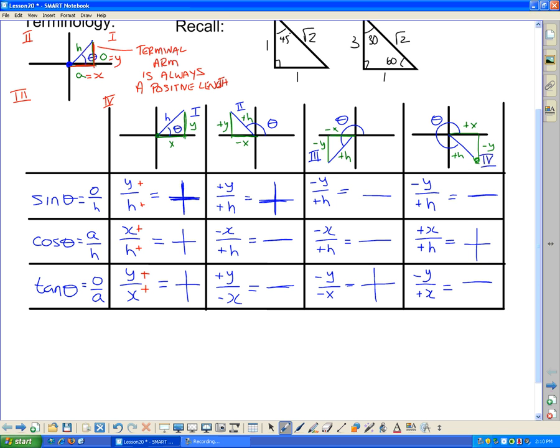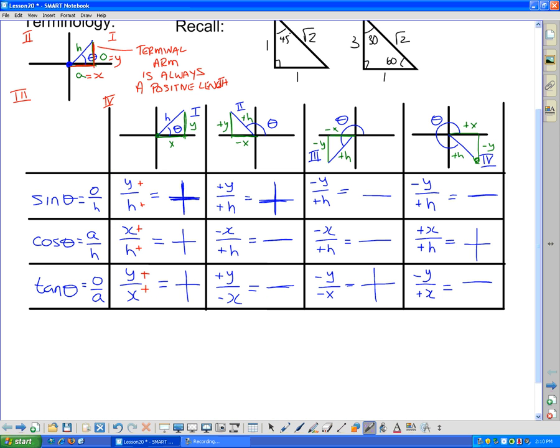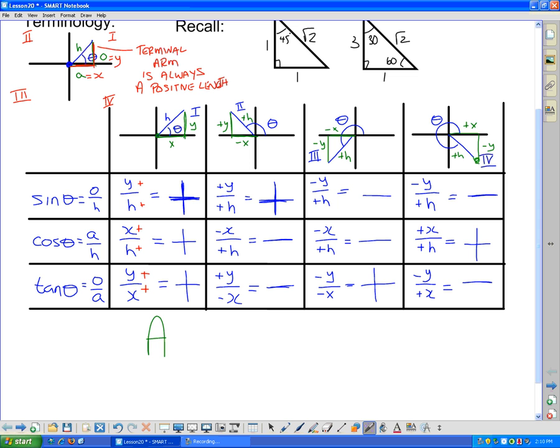So from this chart, there is a pattern. And this is where CAST comes from. If we look down the first column here, so I'm looking at the first quadrant, my results here, everything's positive. So I'm going to say all trig ratios are positive. So that's what A stands for. If we look at the next category, or quadrant number 2, the only one that's positive is the sine. In the next one, the only one that's positive is the T for tan. And in the last one, the only one that's positive is cosine.